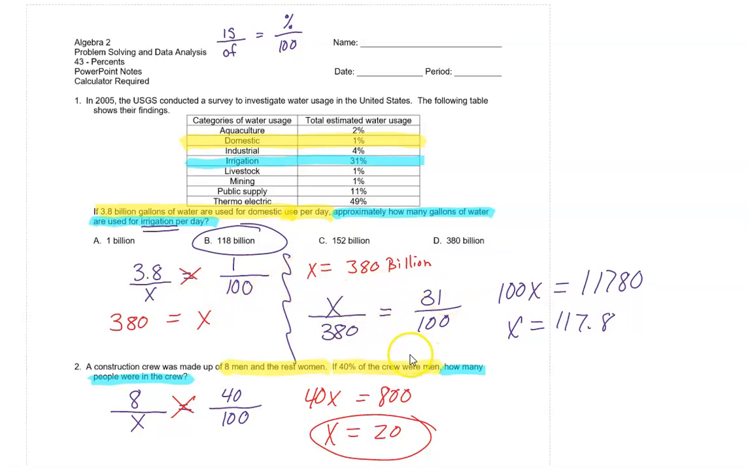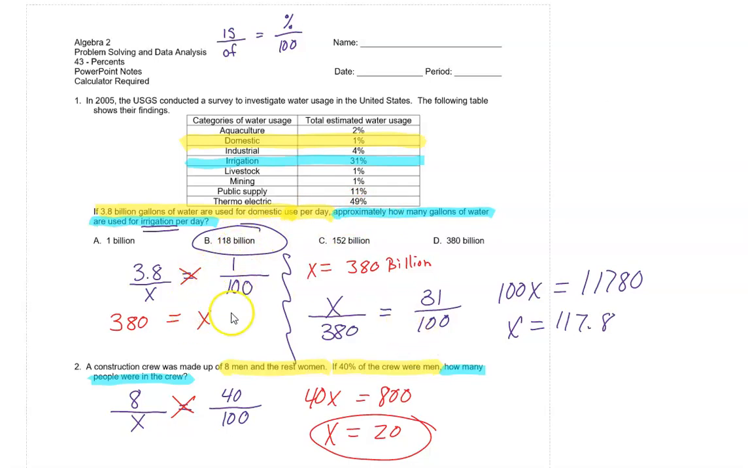So I'm going to go back to the is over of. Look at my table. Irrigation represents 31%. So on my is over of over here, I'm doing 31 over 100, because this is percent over 100. We know now that the total is 380 billion. So now I'm trying to figure out what is 31% of 380 billion. So I cross multiply and I get 100x equals 11,780 billion, really big number. And when I divide by 100, I get 117.8. And again, this is in the billions. So if I'm looking at my answer choices, it's clear that it's going to be B. It says approximately. So again, we're picking the one that's closest to our work.